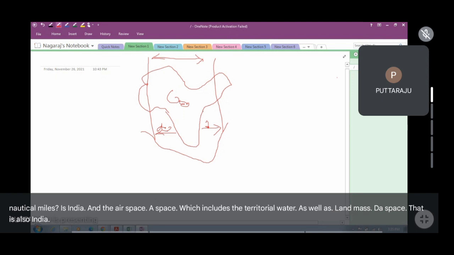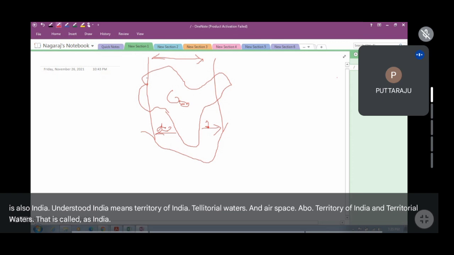Understood? India means territory of India, territorial waters, and airspace above territory of India and territorial waters. That is called India.